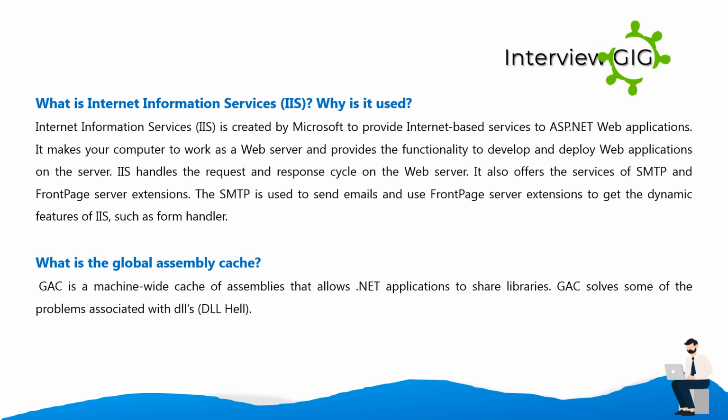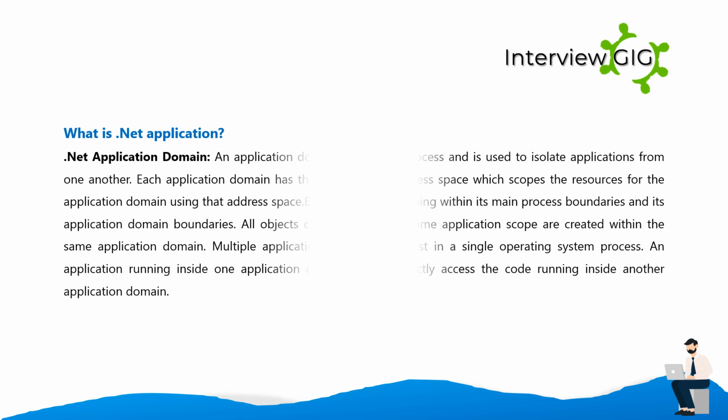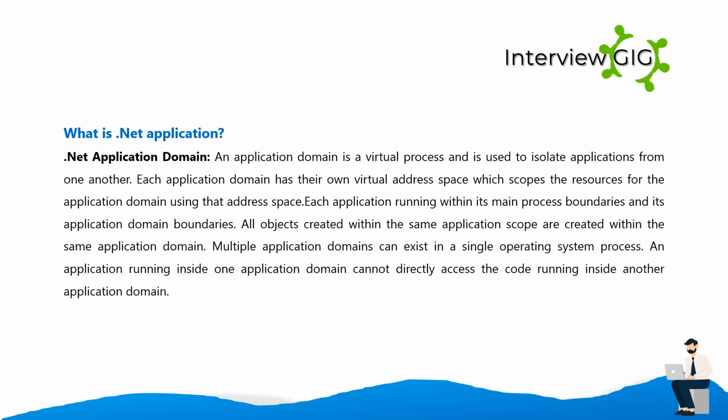GAC is a machine-wide cache of assemblies that allows .NET applications to share libraries. GAC solves some of the problems associated with DLLs, DLL hell. What is a .NET application domain?